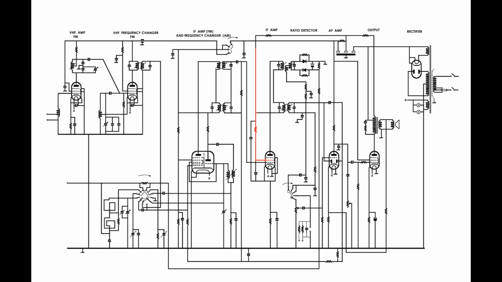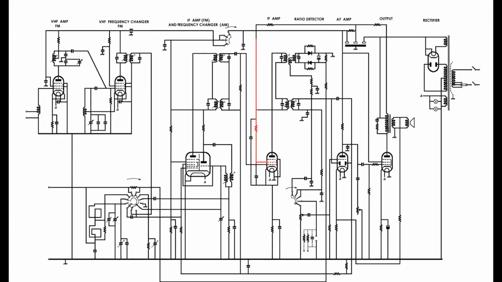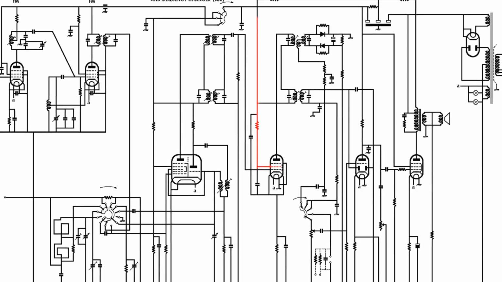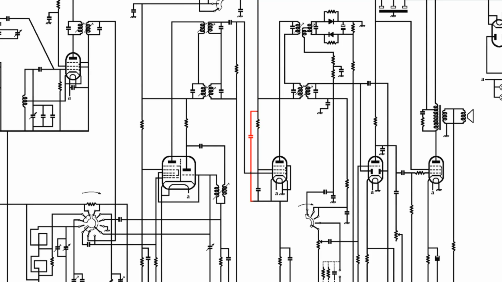The screen grid is pulled up to the HT positive rail by the resistor there, and it's held stable and decoupled by the capacitor to the right and the one below connected to the cathode circuit. The suppressor grid is connected to ground and has been discussed in an earlier video.